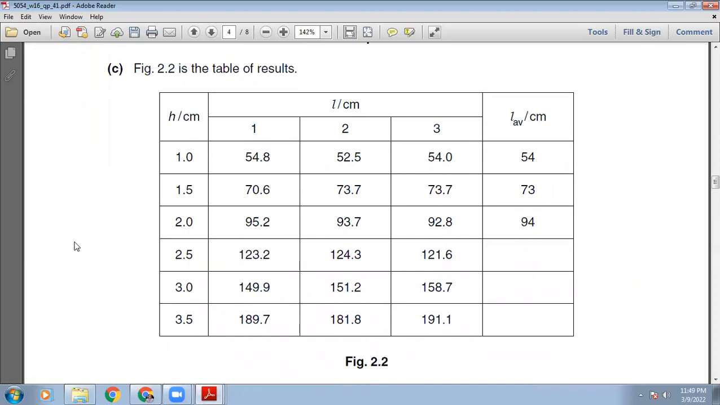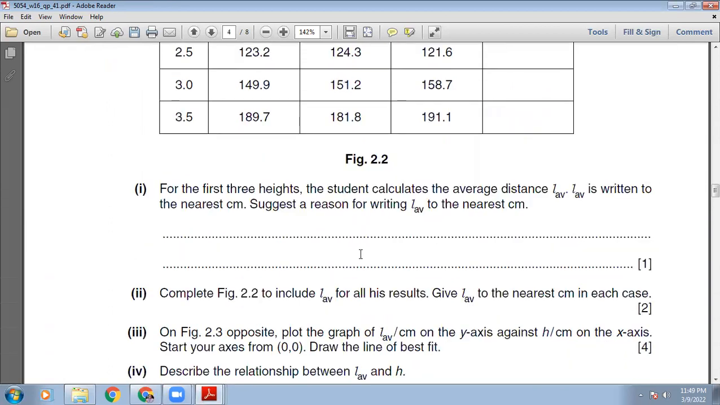Now, here we go. So that's on your screen, the C part is showing up. Figure 2.2 is the table of the results. Here we have the height from which the car is released on the ramp. And that's the horizontal distance when the car is off the ramp, how much horizontal distance it covers. And we have done that experiment 3 times. So I will take its average. So here are the 3 things which need to be completed.